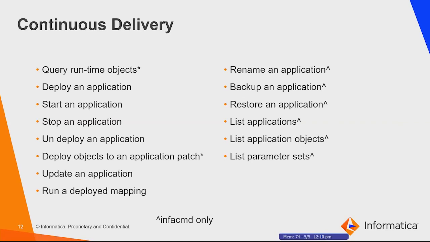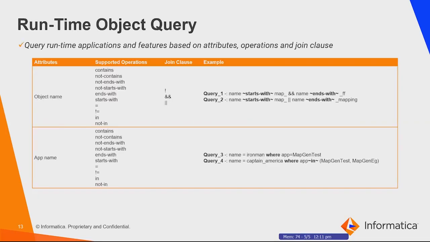So there are certain commands which are mentioned and highlighted as InfraCMD only. These features can only be supported if we are implementing the continuous delivery via the InfraCMD commands. For example, this is the feature to query the runtime object. We can filter the objects based on the name or based on the application, which can later be used to perform certain operations.